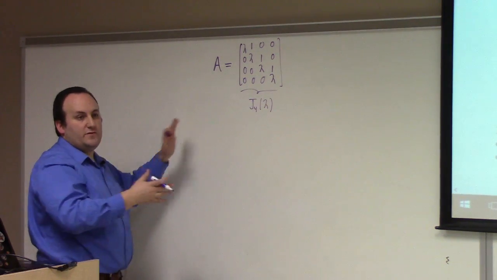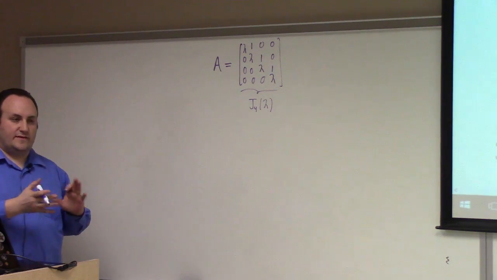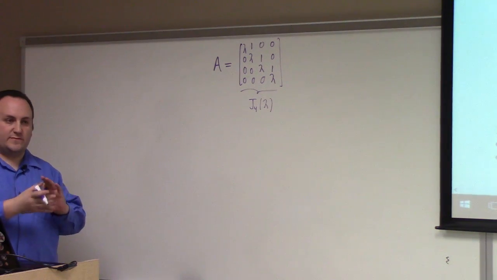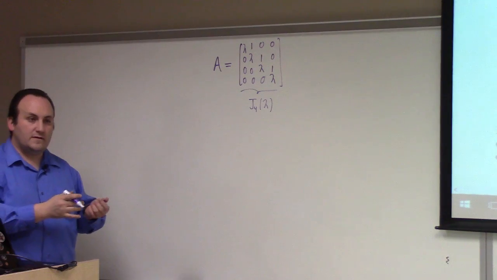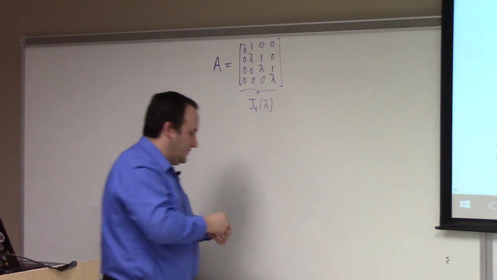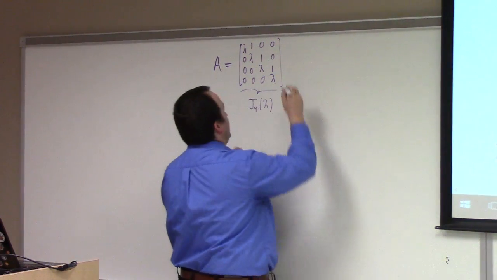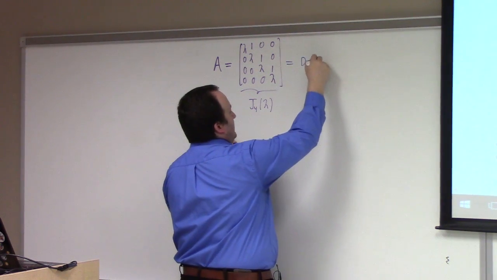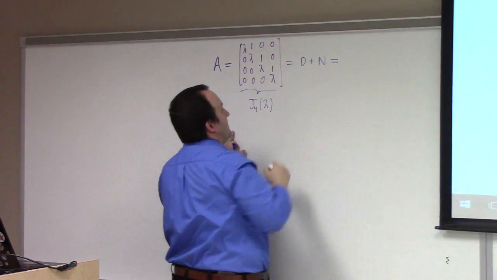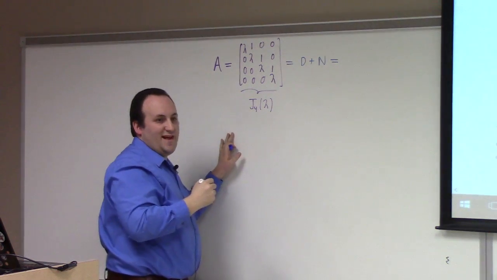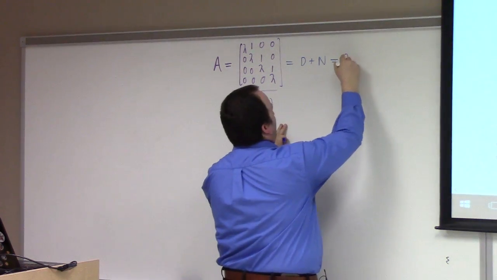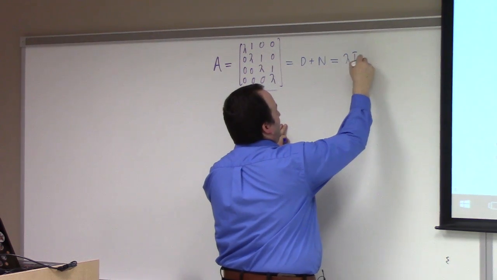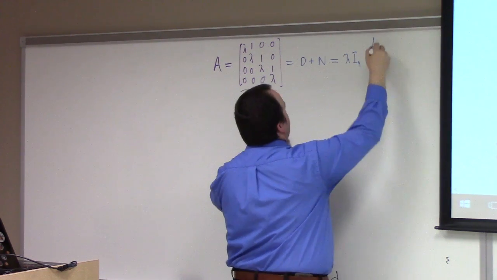Now, you can rewrite this as a diagonalizable piece plus what's called a nilpotent piece. All right? I'm saying I can rewrite this as the sum of two matrices, a diagonal one plus a nilpotent one. Can you tell me what those are? Lambda part and the superdiagonal part. Right. So this is lambda times the identity, 4 by 4 identity, and then the superdiagonal part. Yeah, exactly.